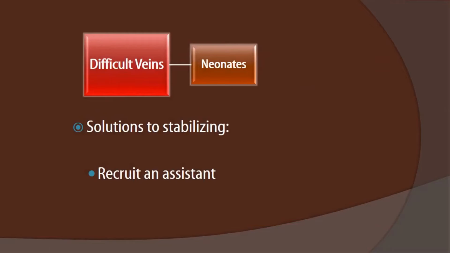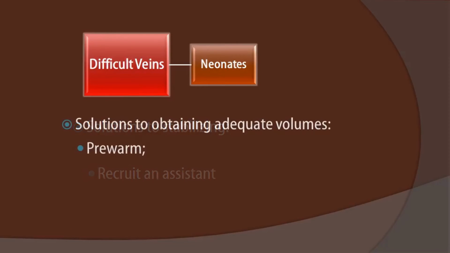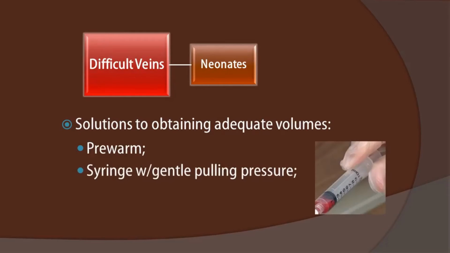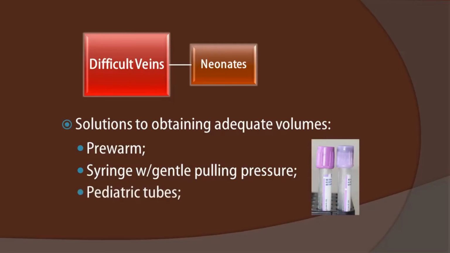Of course, we want to recruit an assistant, and to obtain adequate volumes, again, pre-warming is important. And let's also use a syringe so that we can control the negative pressure that's applied to the inside of the vein. So use a syringe with gentle pulling pressure to help obtain adequate volumes of blood in addition to pre-warming. Other solutions when performing a venipuncture is to make sure we have pediatric tubes around for those situations in which we get lesser volumes of blood than we anticipated.